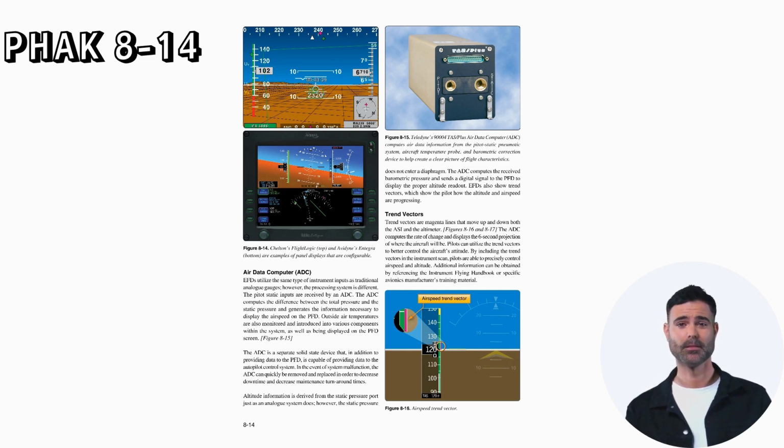Trend vectors. Trend vectors are magenta lines that move up and down both the ASI and the altimeter. The ADC computes the rate of change and displays the 6-second projection of where the aircraft will be. Pilots can utilize the trend vectors to better control the aircraft's attitude. By including the trend vectors in the instrument scan, pilots are able to precisely control airspeed and altitude. Additional information can be obtained by referencing the Instrument Flying Handbook or specific avionics manufacturer's training material.